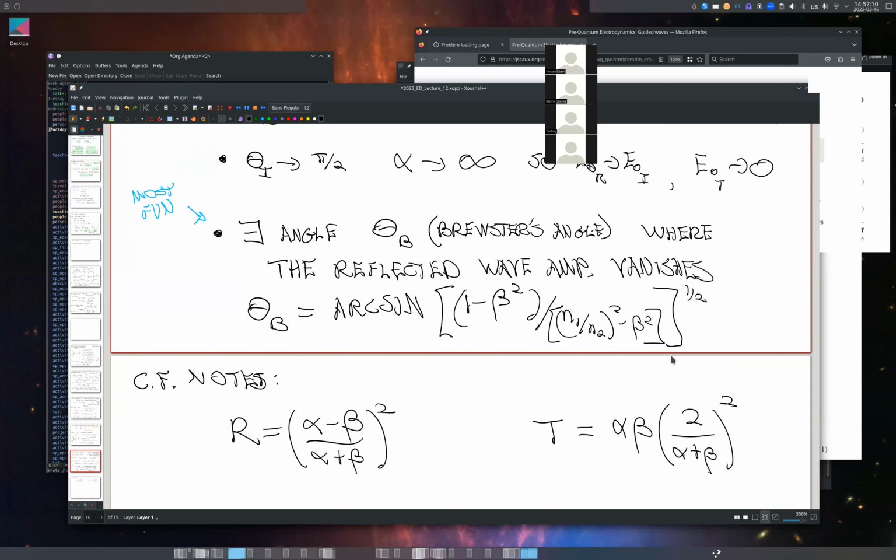But once you've done this calculation for the polarization perpendicular to the plane of incidence, you've got the absolutely general treatment of plane waves hitting an interface between two media. Okay, so that's cool. Are we good with this? Any questions?